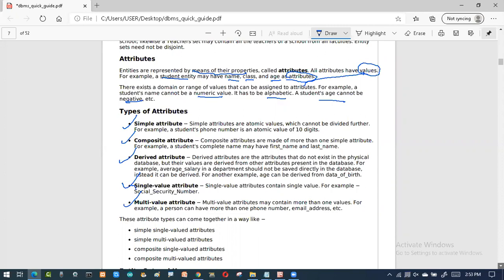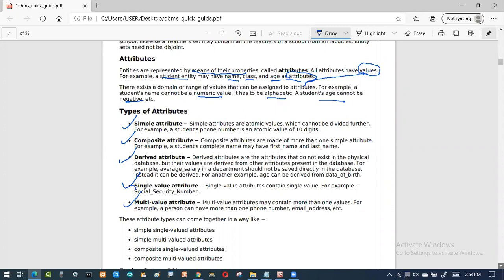Then coming to the composite attribute, it is the opposite of the simple. That means I can further divide one attribute into multiple. Say, for example, address, or in this case I have taken the name. Name can be divided into 3 parts, something like first name, middle name, last name. That means one attribute which can be further divided into multiple attributes, we call that a composite attribute.